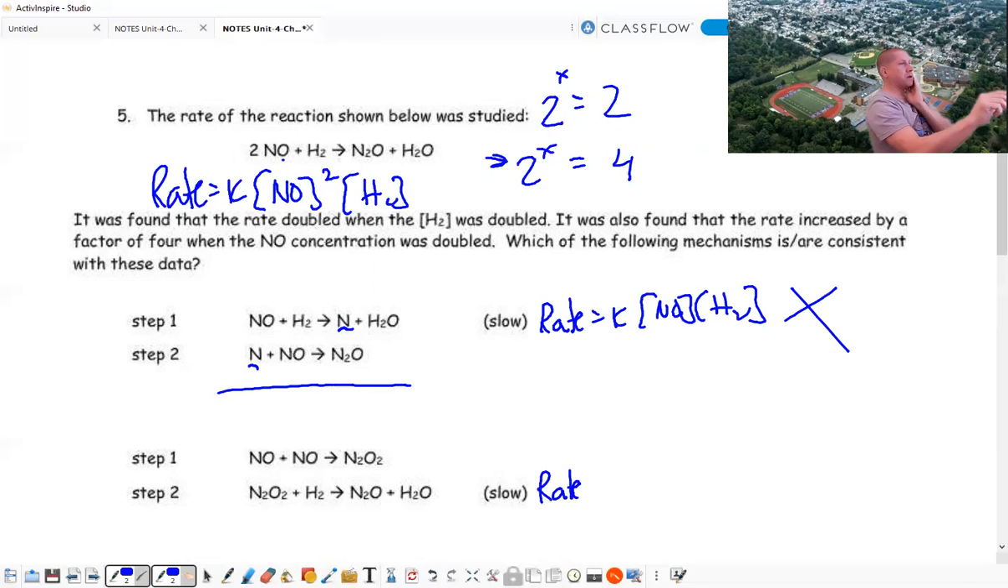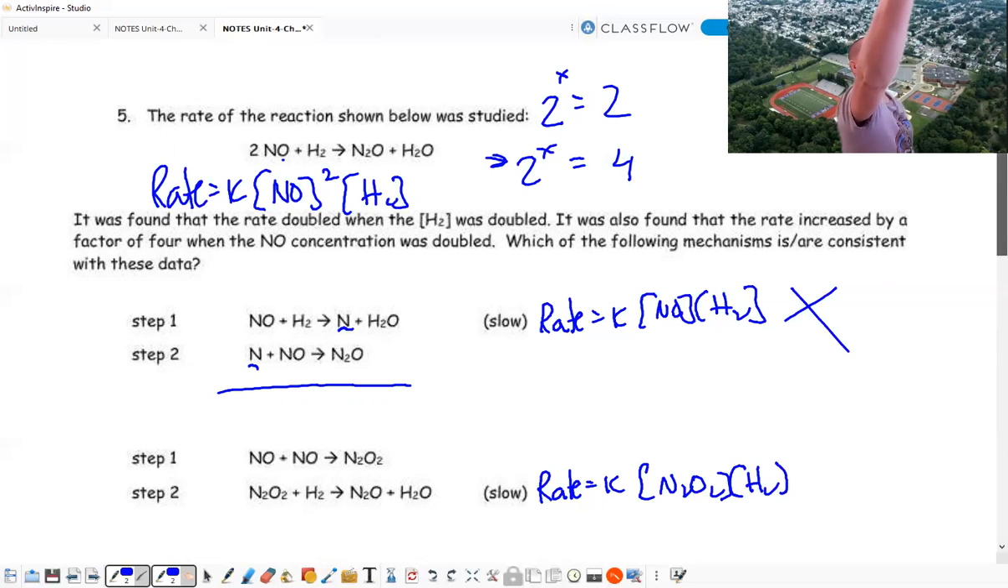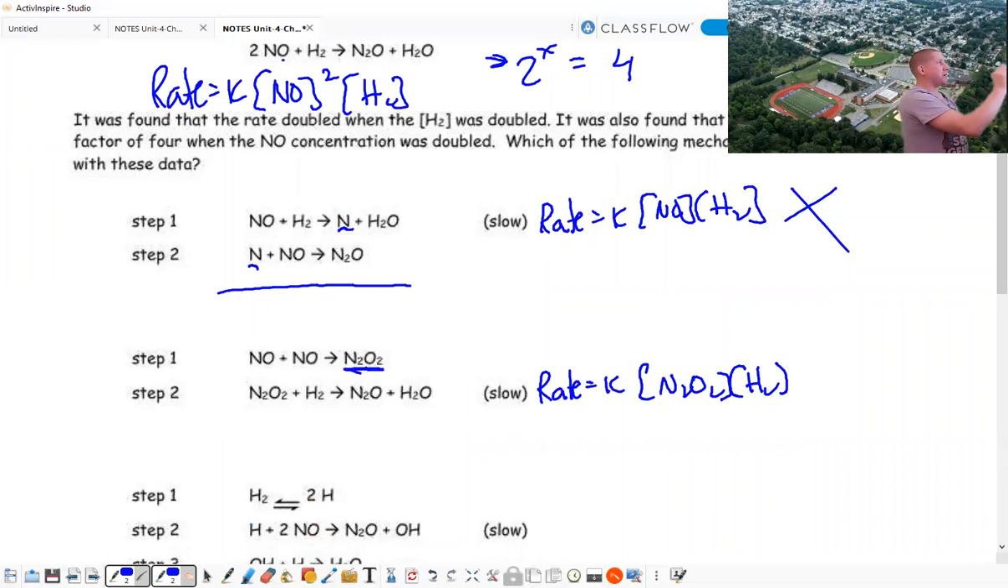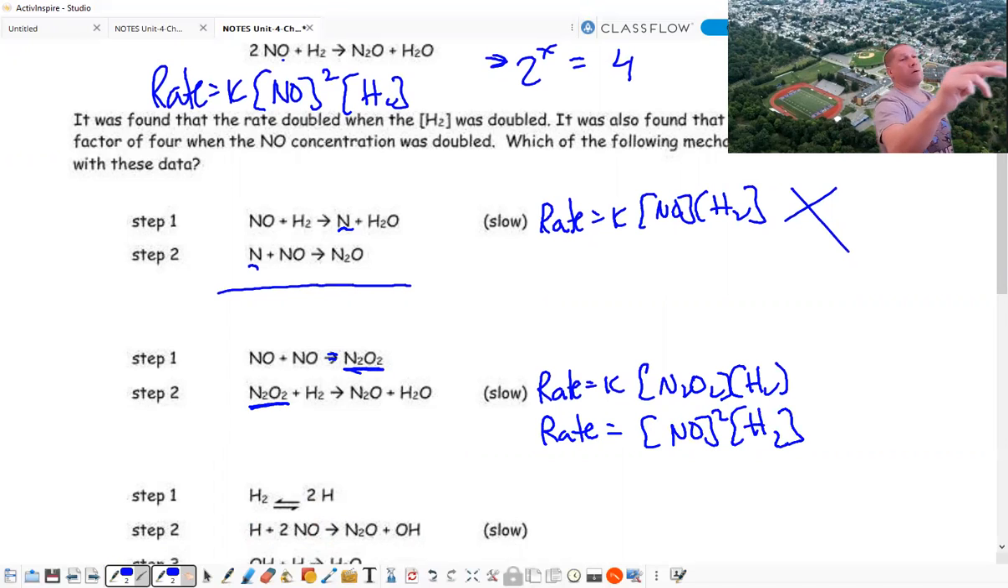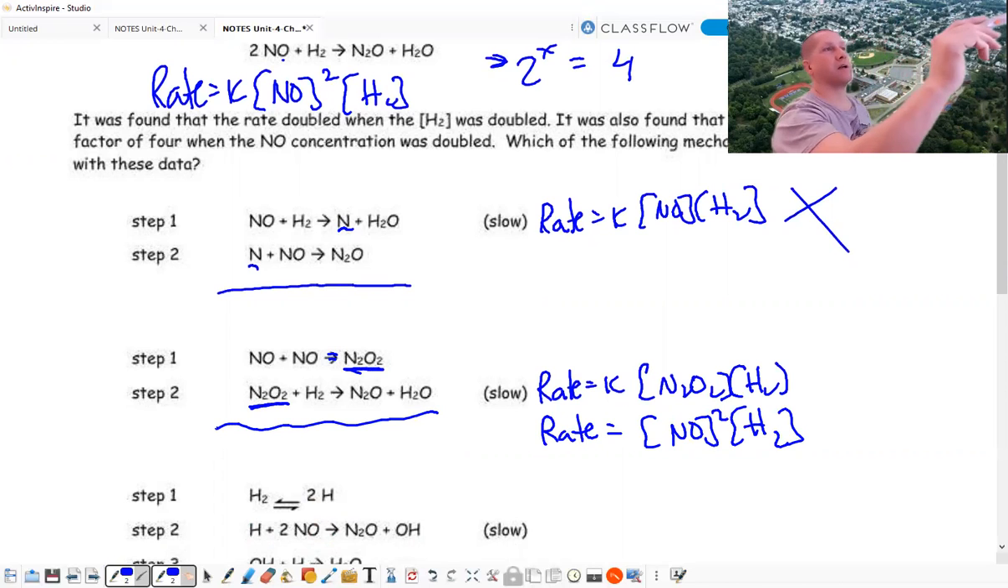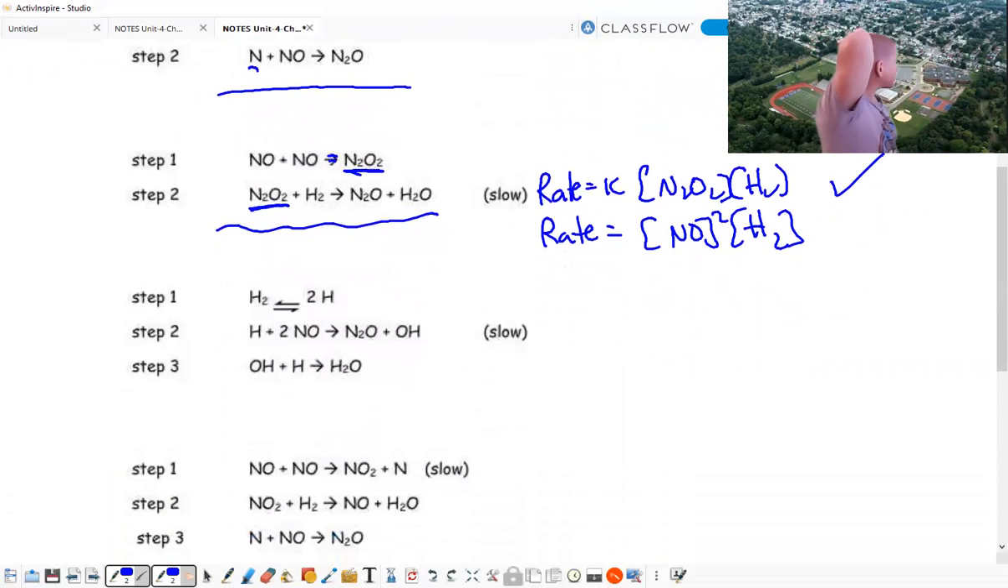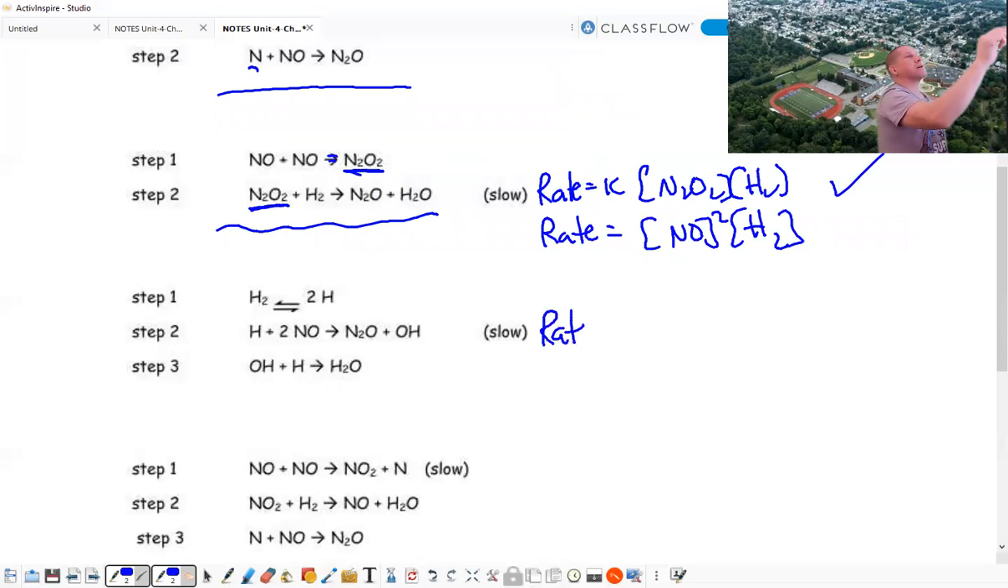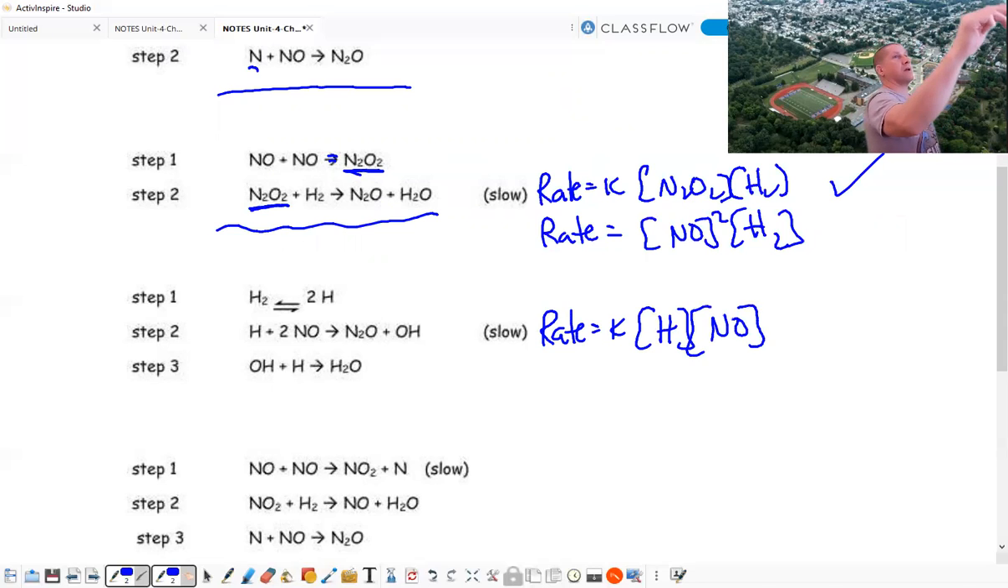So rate equals K times N2O2 times H2. Well, that doesn't work because N2O2 is an intermediate, but N2O2 is equal to NO times NO, which is NO squared. So if I plug that in, well, that one's good. What about the overall reaction? 2 NOs and H2 and N2. Yeah, so that one has a good overall reaction and it has a good rate law. So yeah, that one's pretty good. Rate equals K times H times NO squared.